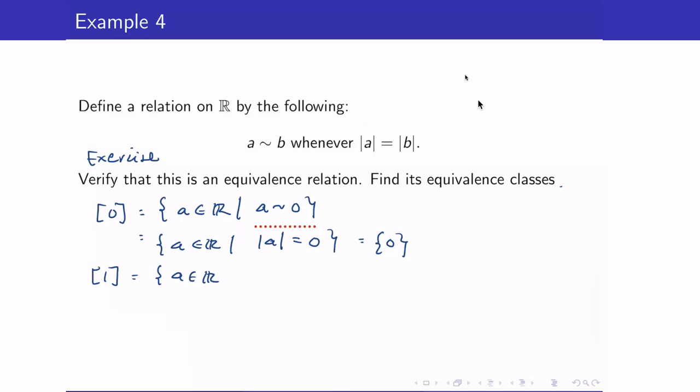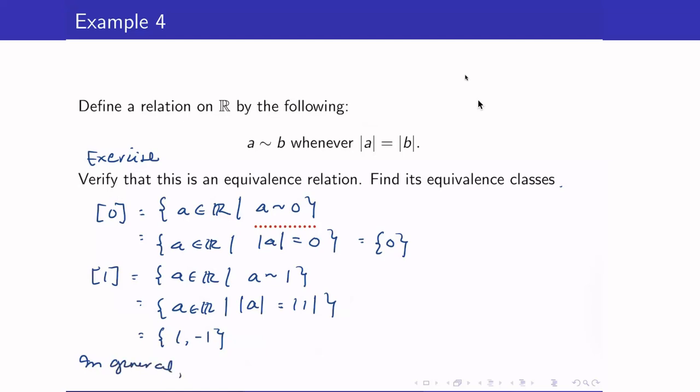So again, by definition, we are getting all the elements that are equivalent to 1, and this means the absolute value of A is the same as the absolute value of 1. So we only have the elements 1 and negative 1. So in general, what is now the equivalence class containing R? What do you think? This is just the set containing 2 elements only, R and negative R, because these are only the 2 elements which have the same absolute value.